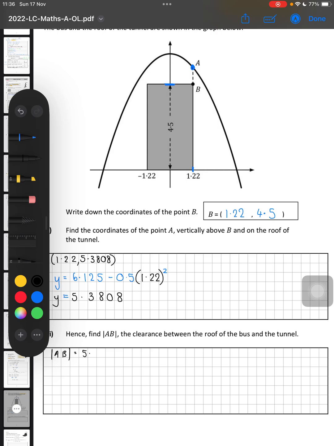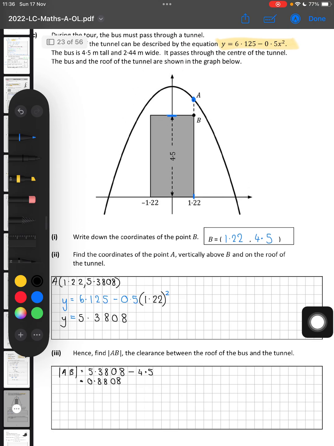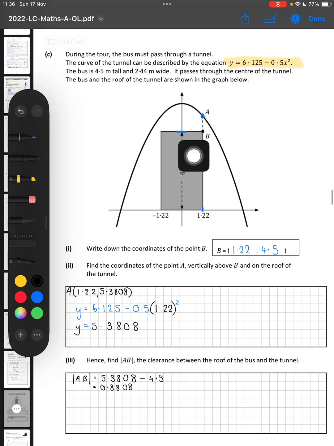So 5.3808 and taking away there the 4.5, from this y coordinate here, so that we get 0.8808. They have given us units, meters, so in meters. So that's one way of doing it.